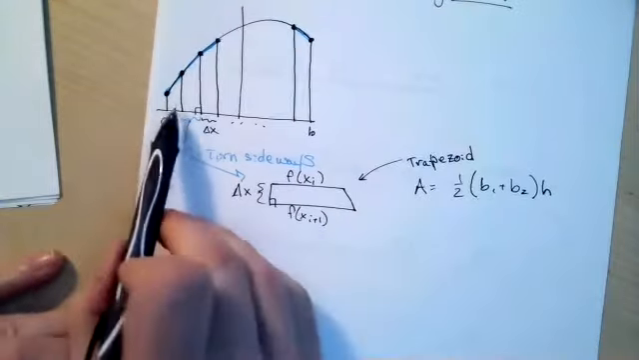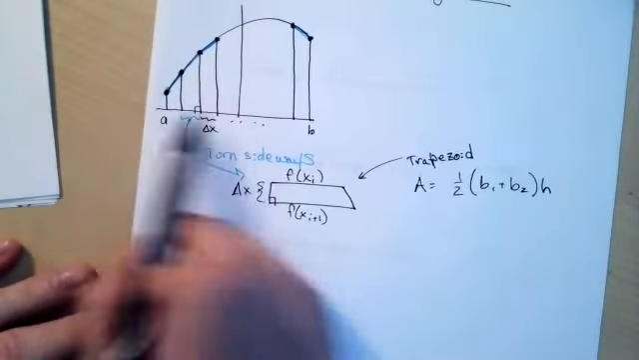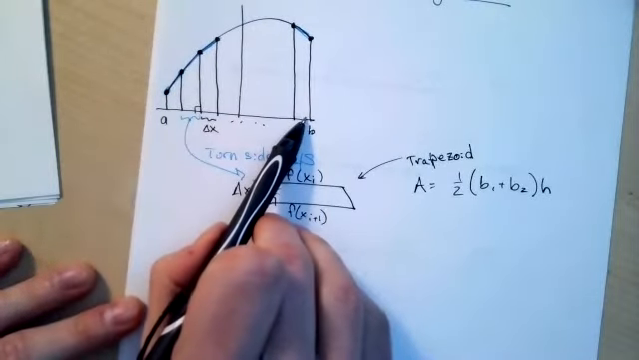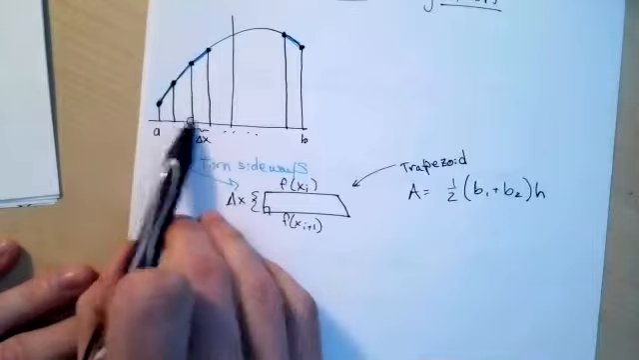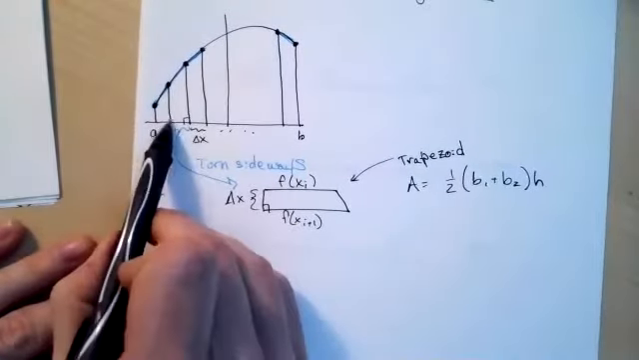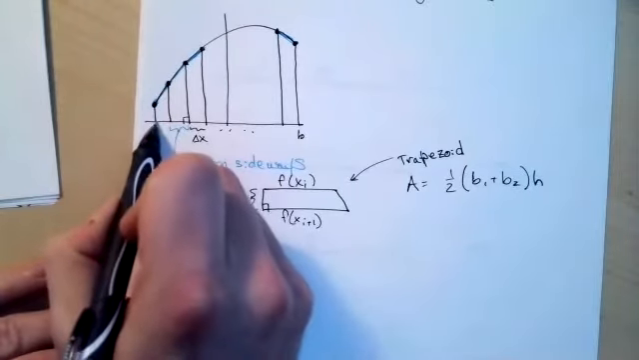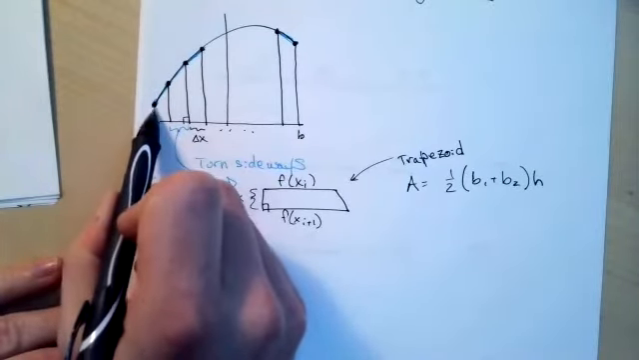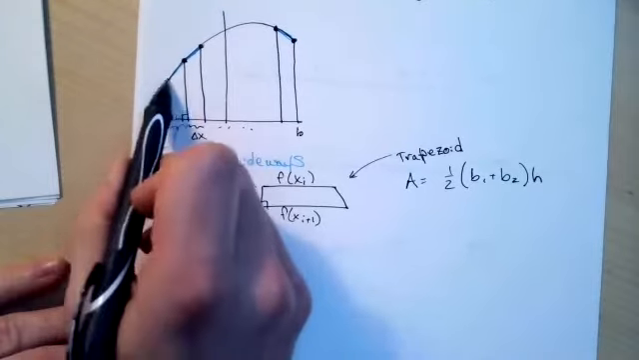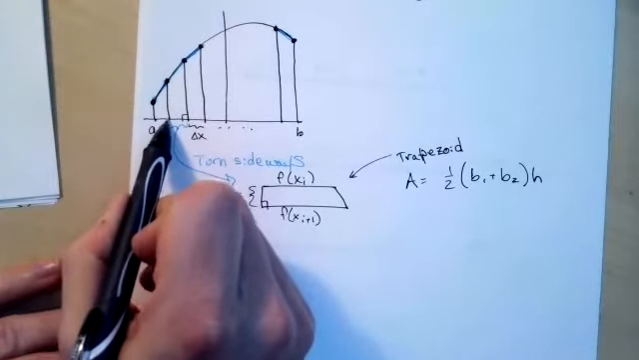And so the thing to notice is that aside from the first and last partitions, each of the sides of the trapezoids are going to be counted twice. So in this first one, we're going to do 1/2 f of a plus f of x_1.